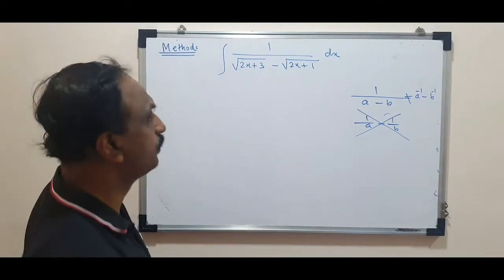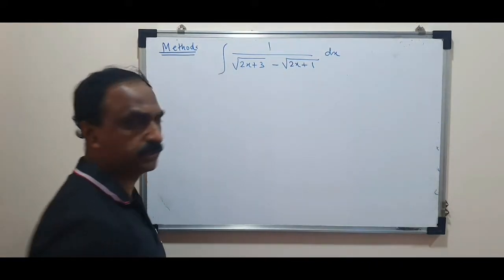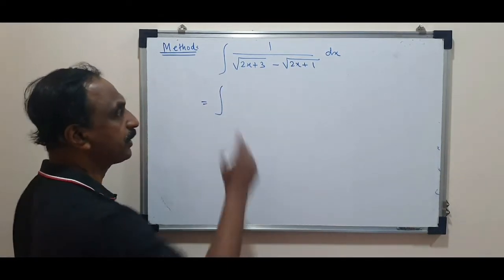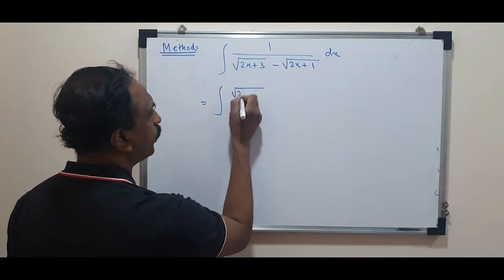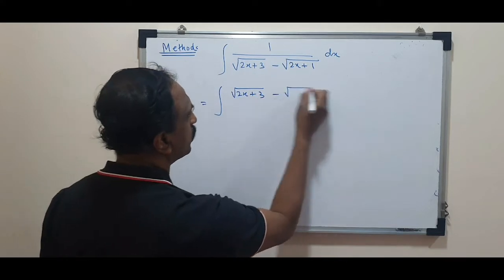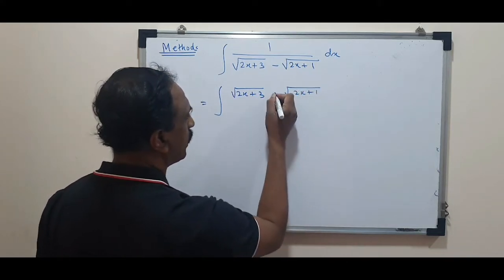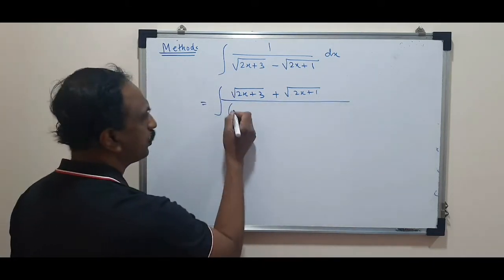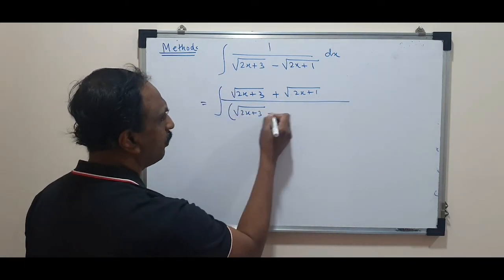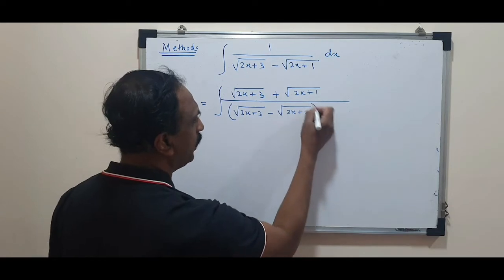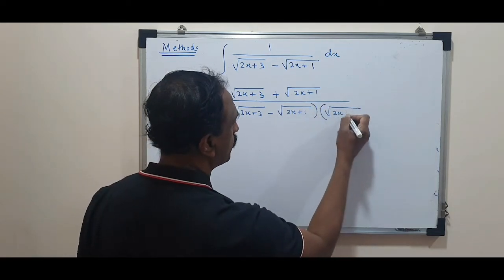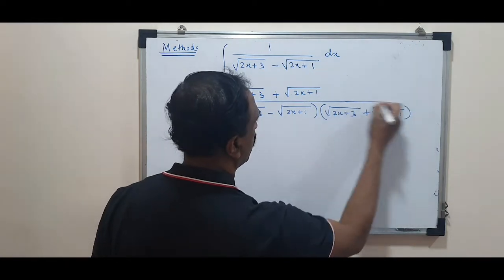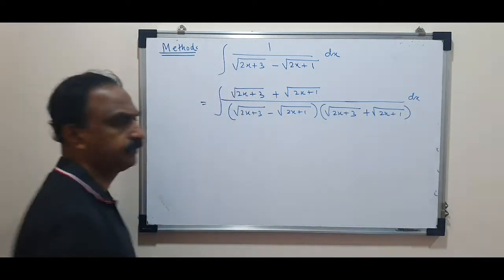So what should I do? In such a case, what I'll do is, I'll rationalize it. I'll multiply by the conjugate, root of 2x plus 3 minus root of 2x plus 1. So I'm multiplying with the conjugate, so plus came here, divided by root of 2x plus 3 minus root of 2x plus 1 into root of 2x plus 3 plus root of 2x plus 1. So I multiplied by the conjugate of the denominator.